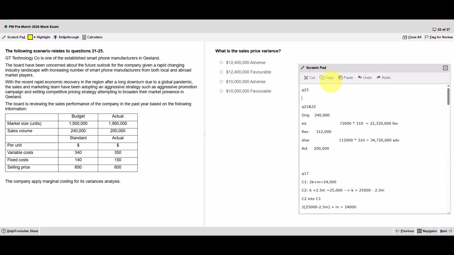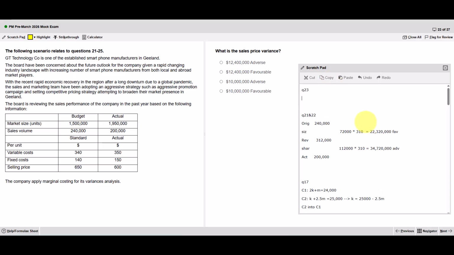Question 23 is the sales price variance. So for the sales price, we look at the budgeted versus the actual selling price, which is the 600 and the 650. And we multiply by the actual volume, which is 200. So that's 10 million, which obviously is one of our options here. Our actual selling price was lower than our budgeted, so that makes it adverse.